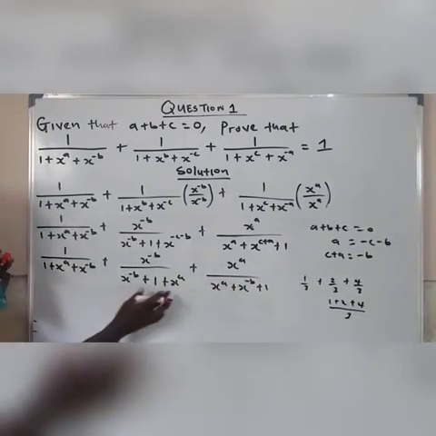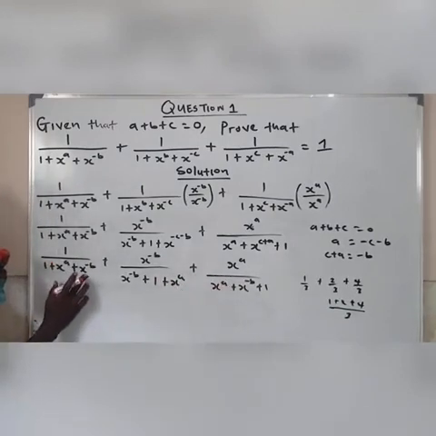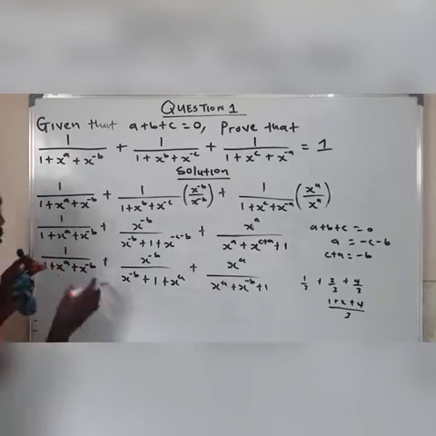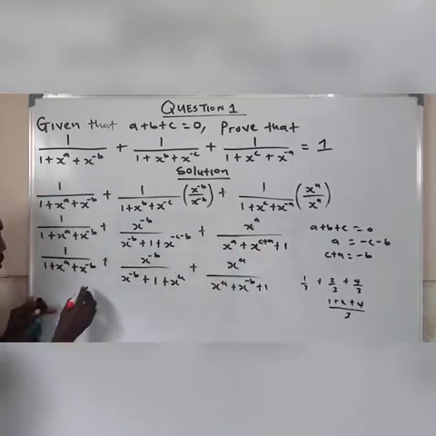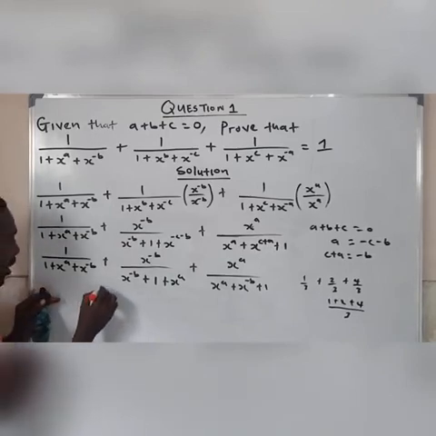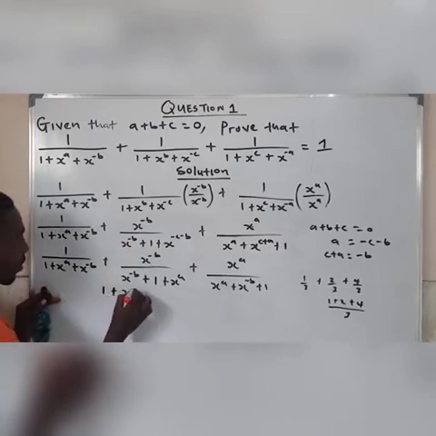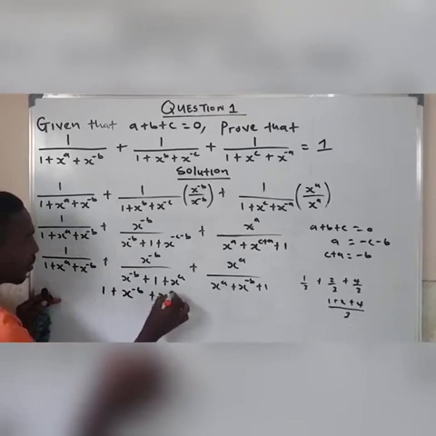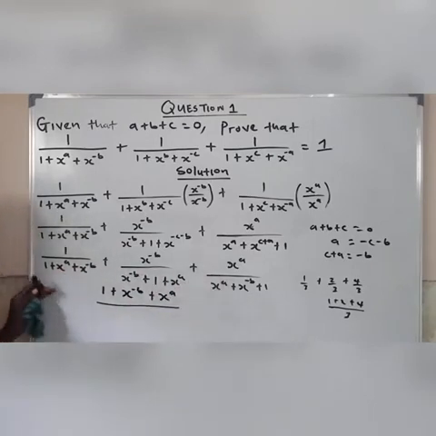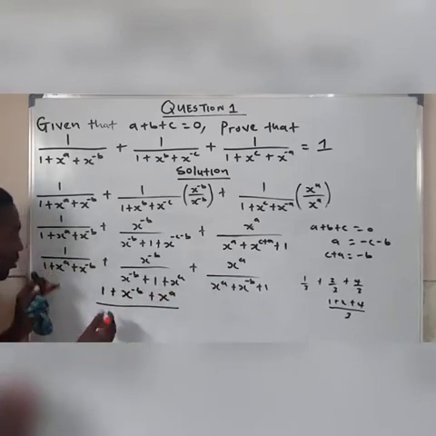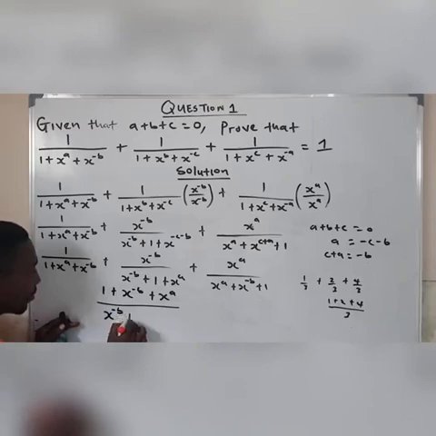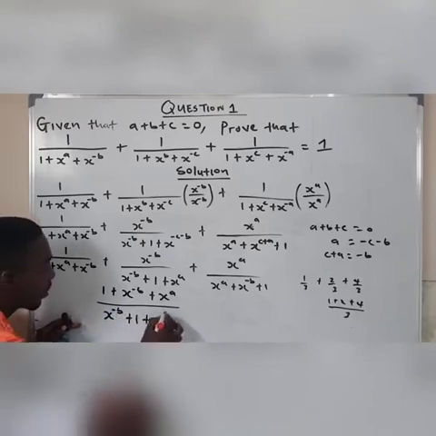S to the power of a, s to the power of a, s to the power of a, s to the power of minus b, s to the power of minus b, s to the power of minus b. You can see they are the same. All right. So we are going to add the numerators together. So we are going to have 1 plus s to the power of minus b plus s to the power of a, all over, we just pick one of the expressions. So s to the power of minus b plus 1 plus s to the power of a.